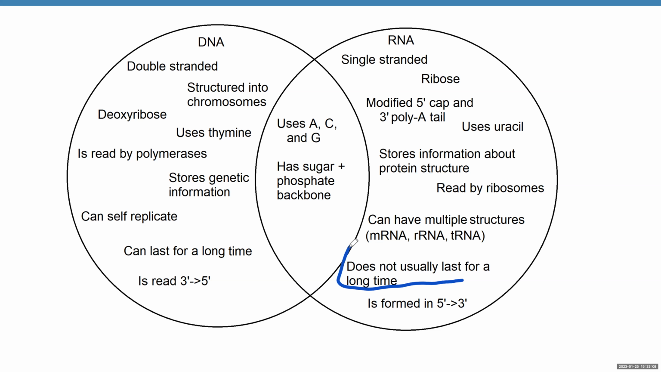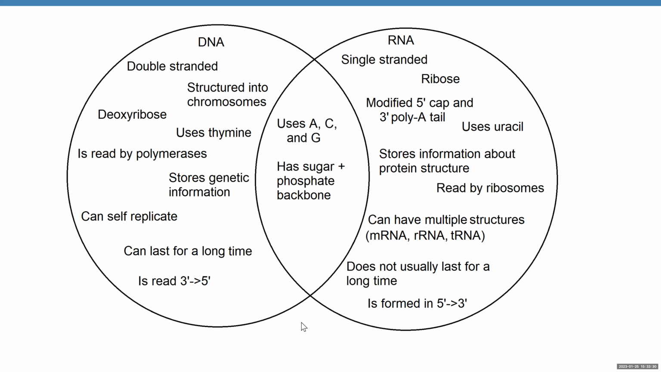RNA usually does not last for a long time, and it cannot self-replicate, while DNA can self-replicate, and this ensures continuity of life. Because DNA replicates itself, you can pass DNA from one cell to another cell. RNA does not replicate itself.